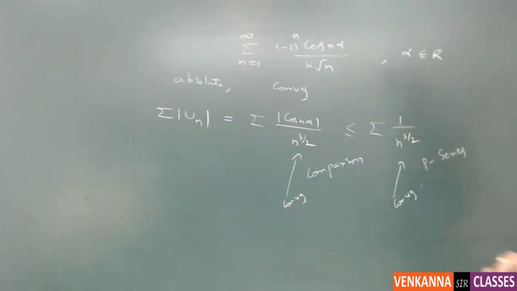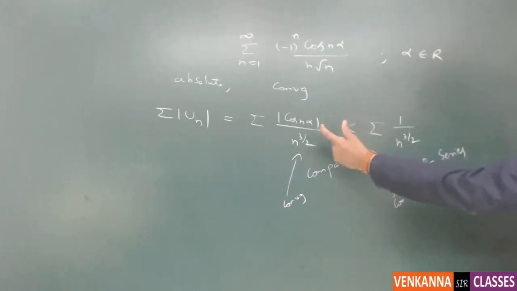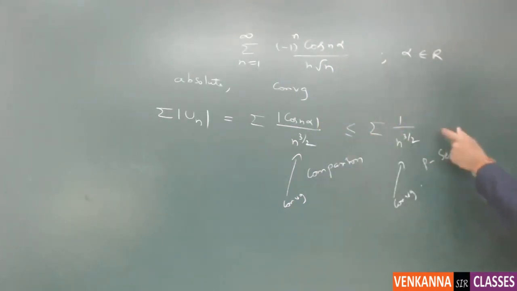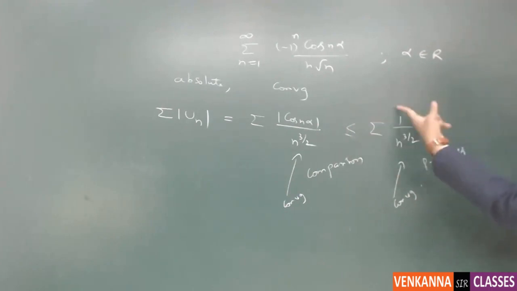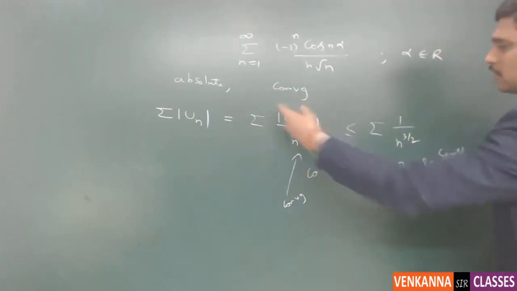What does a comparison test give? Whenever you have a series, you need to bring up a series which is bigger than this. If the bigger series is convergent, then the smaller series will be convergent automatically.